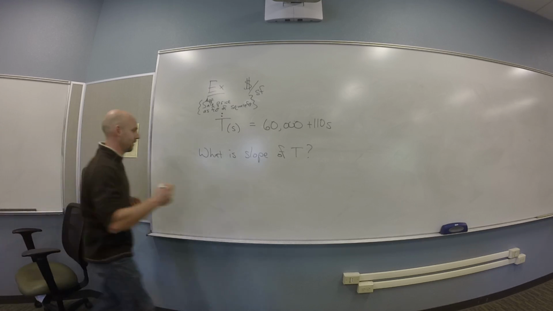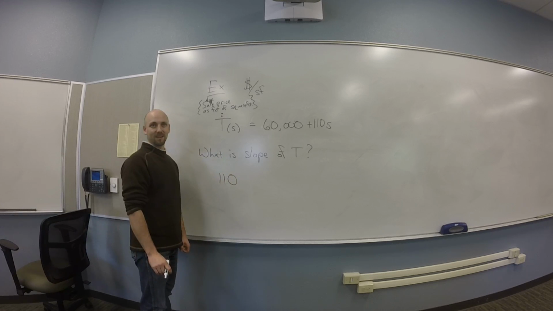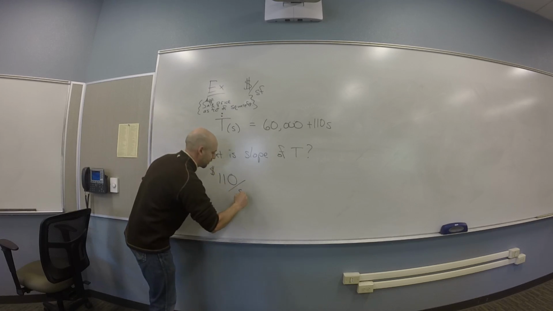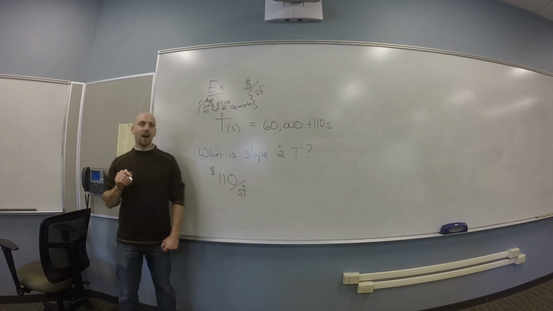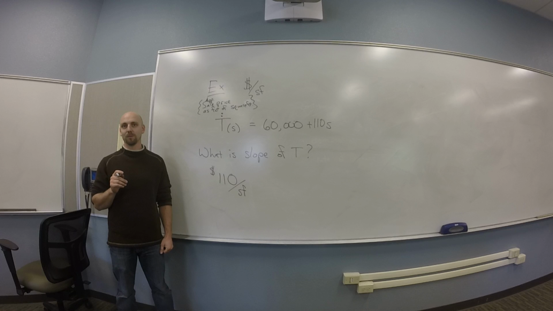110. What does that mean? $110 for each square foot. That means that I think the average price of houses in Tuolumne County is give or take $110 a square foot. Is that true?